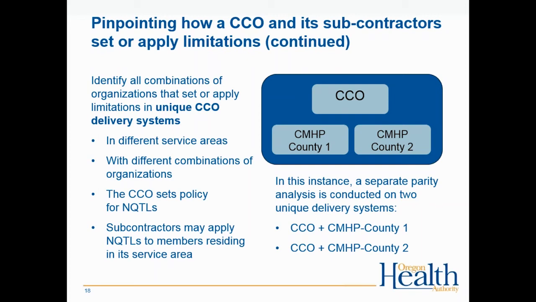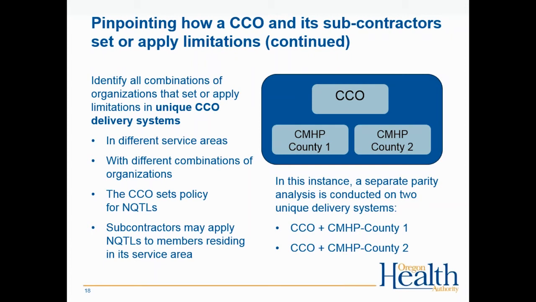As you identify combinations of organizations that create delivery systems, we're thinking about different service areas as being different delivery systems, and different combinations of organizations. So it may be that a CCO has several different organizations that it subcontracts for different parts of the service. Each of those combinations may be considered a separate delivery system. And the other part is to realize that a CCO may set policy for NQTLs, but subcontractors may apply NQTLs to members residing in the service area.